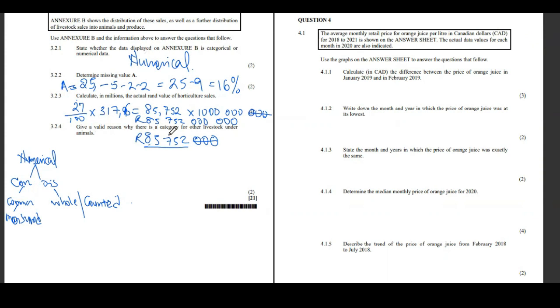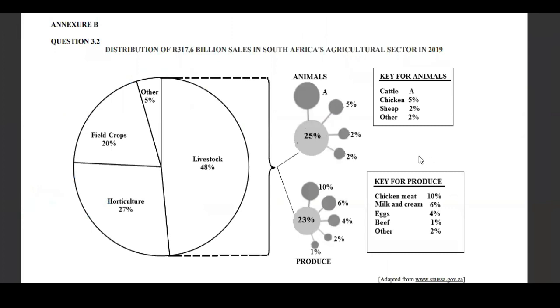Give a valid reason why there is a category for other livestock under animals. Yes, we have some other animals that were not mentioned, so they fall under others to take care of them. Or there are some animals that are not usually kept as livestock. Here we have sheep, chicken, others like goat. We don't see goat here. Some other people keep animals like pigs. They are not here, so to cater for that.